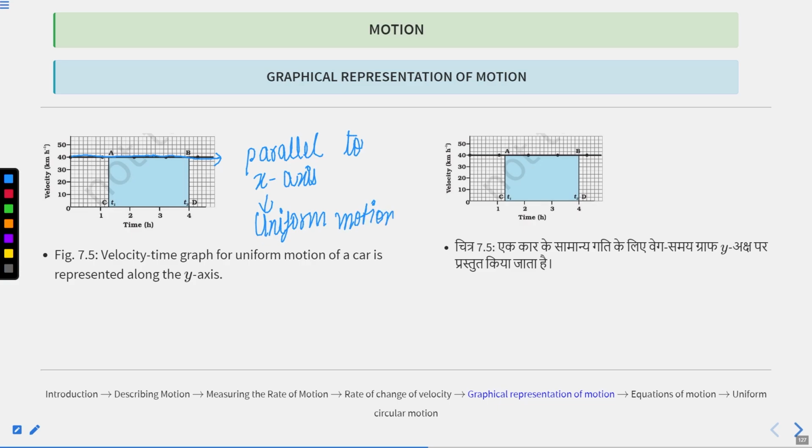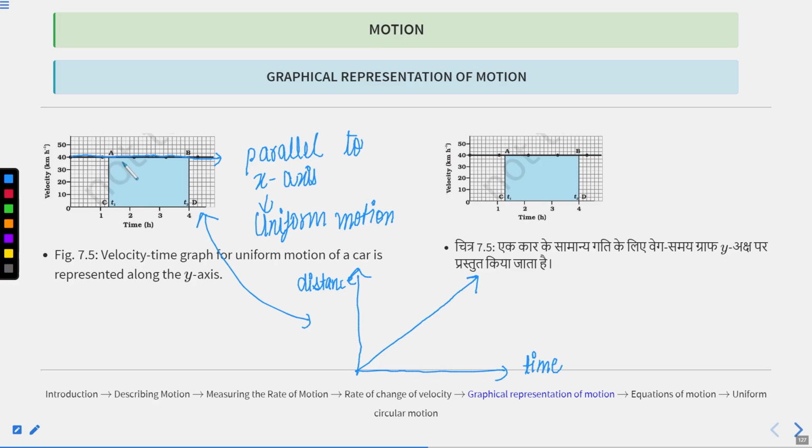And in a distance time graph, how do we get uniform motion? We get uniform motion by a straight line. So there is a huge difference in both of the cases. We have to remember that in a distance time graph, uniform motion is represented by a straight line, and in a velocity time graph, uniform motion is represented by a line which is parallel to the time axis. It means that the velocity is not changing, but the time is continuously increasing.